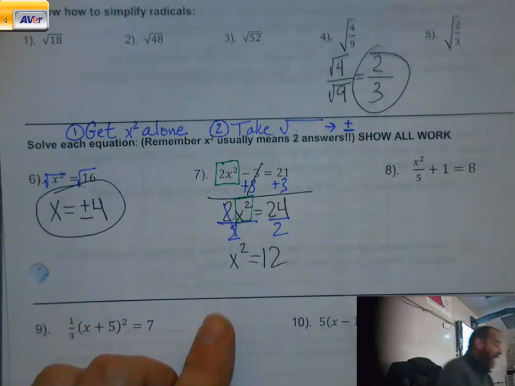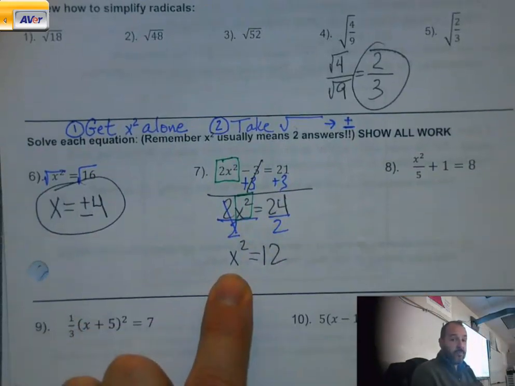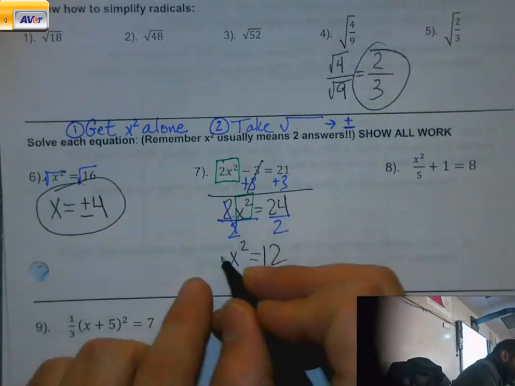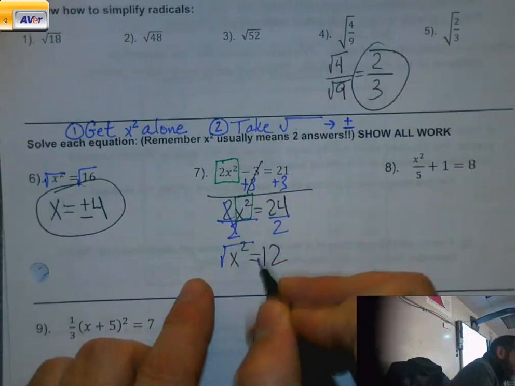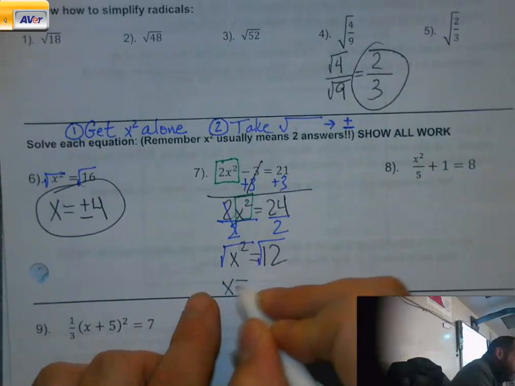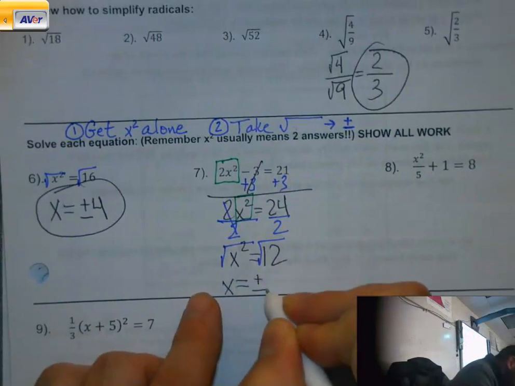So if we divide that, now my x squared is alone. Step 1 is complete. It's at this point I'm going to take my square root again, which cancels my squared, plus minus.